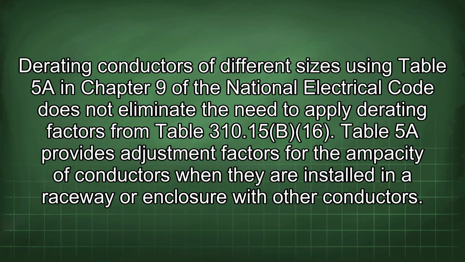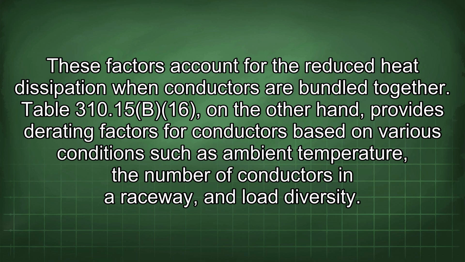Derating conductors of different sizes using Table 5 in Chapter 9 of the National Electrical Code does not eliminate the need to apply derating factors from Table 310.15(B)(16). Table 5 provides adjustment factors for the ampacity of conductors when they are installed in a raceway or enclosure with other conductors. These factors account for the reduced heat dissipation when conductors are bundled together.